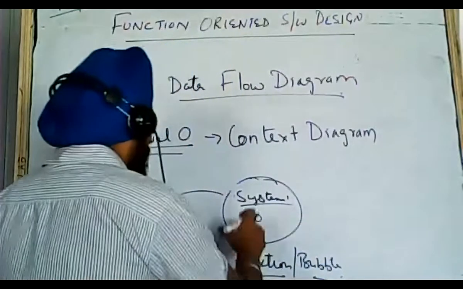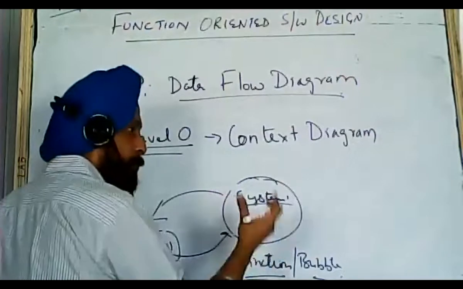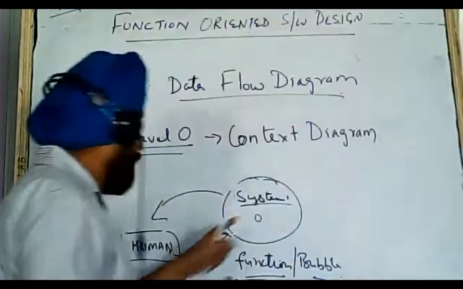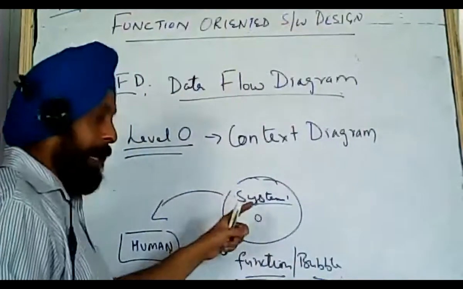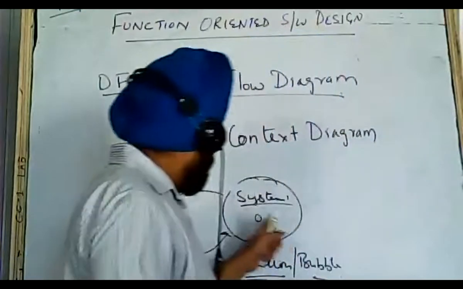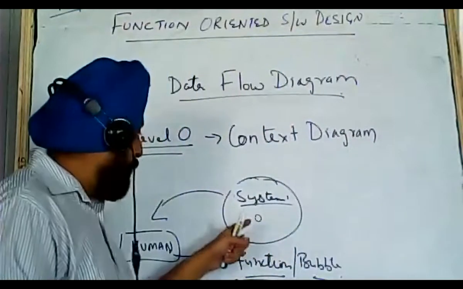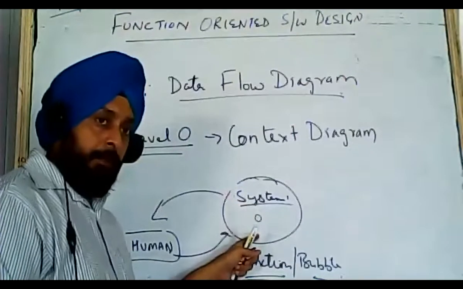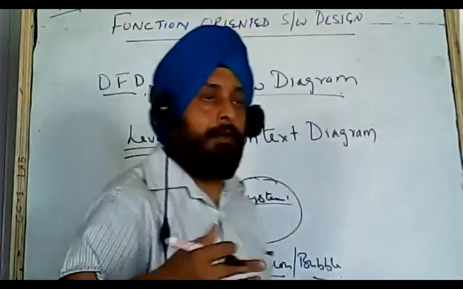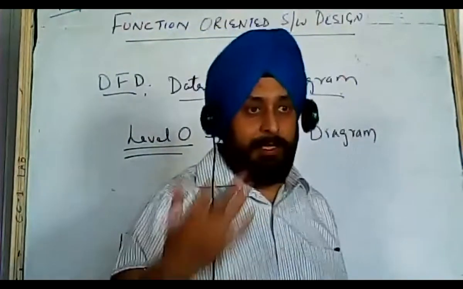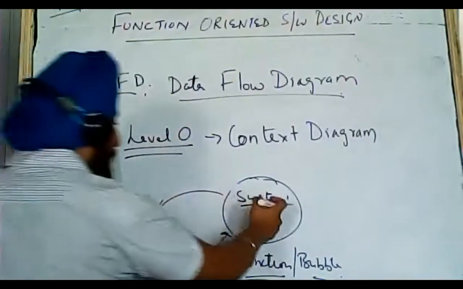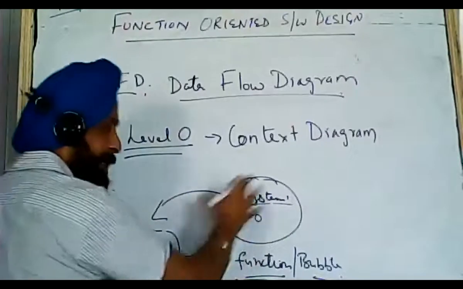Now, suppose this system is doing 3 functions. We have to represent what are the 3 functions which are being carried out in this system. So this level 0 DFD has to be taken to the higher level. That is the level 1, the next level, the level 1 DFD. I will simply write system. I will not write any game over here.